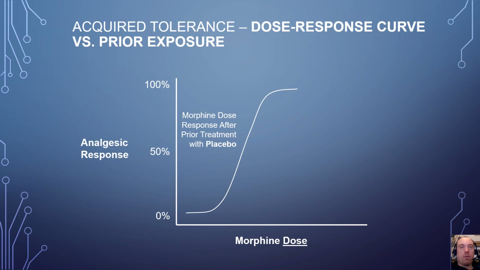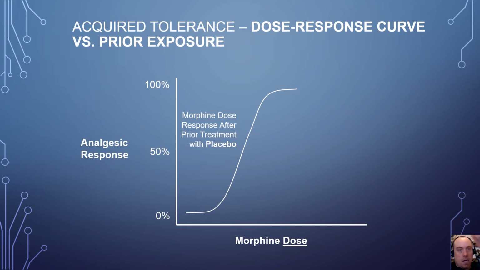Another perspective for acquired tolerance is what if we look at the analgesic response not over time, but over dose. So the morphine, for example, it could be anything, but we're talking about morphine in this case. The morphine dose, so let's first look at this. The morphine dose responds after prior treatment with placebo. So let's explain what this means. This means if someone were just repeatedly taking placebo, so no medication really, it's not going to cause any tolerance.